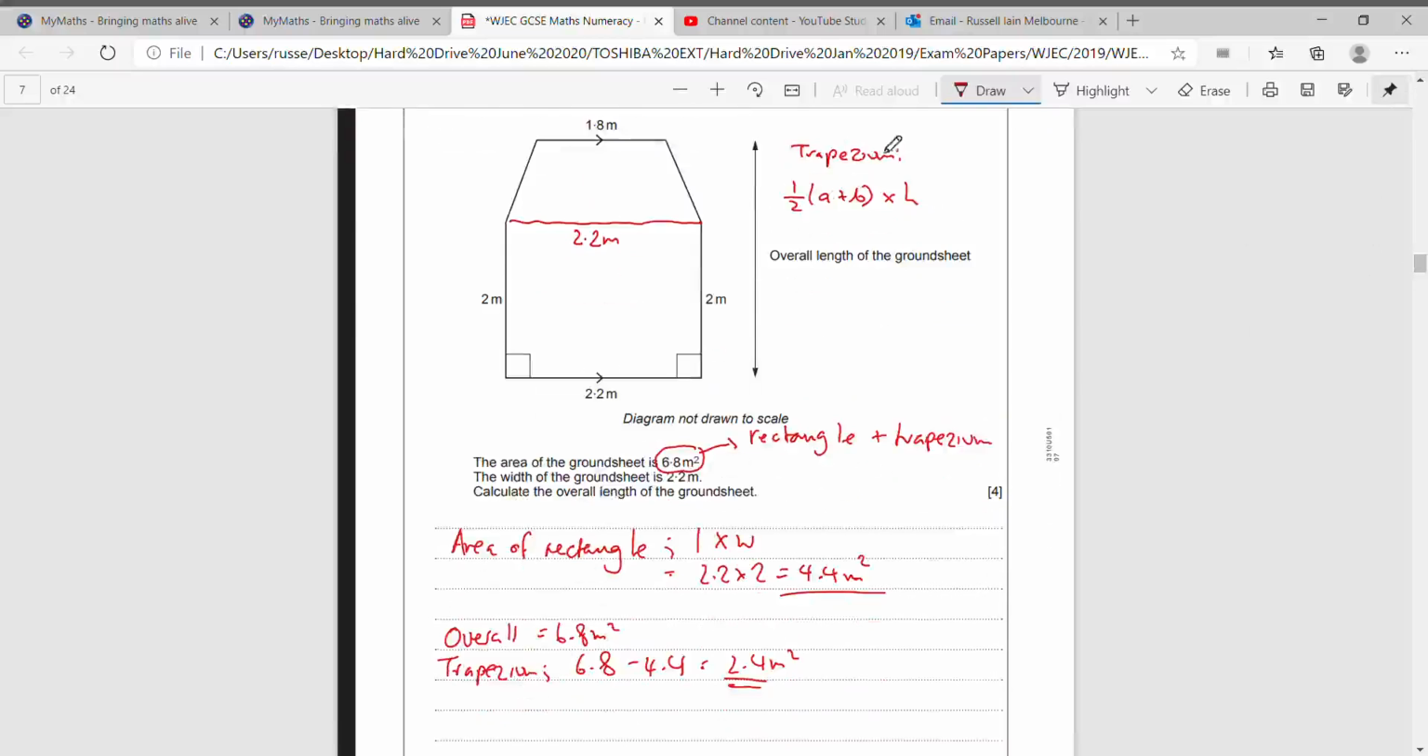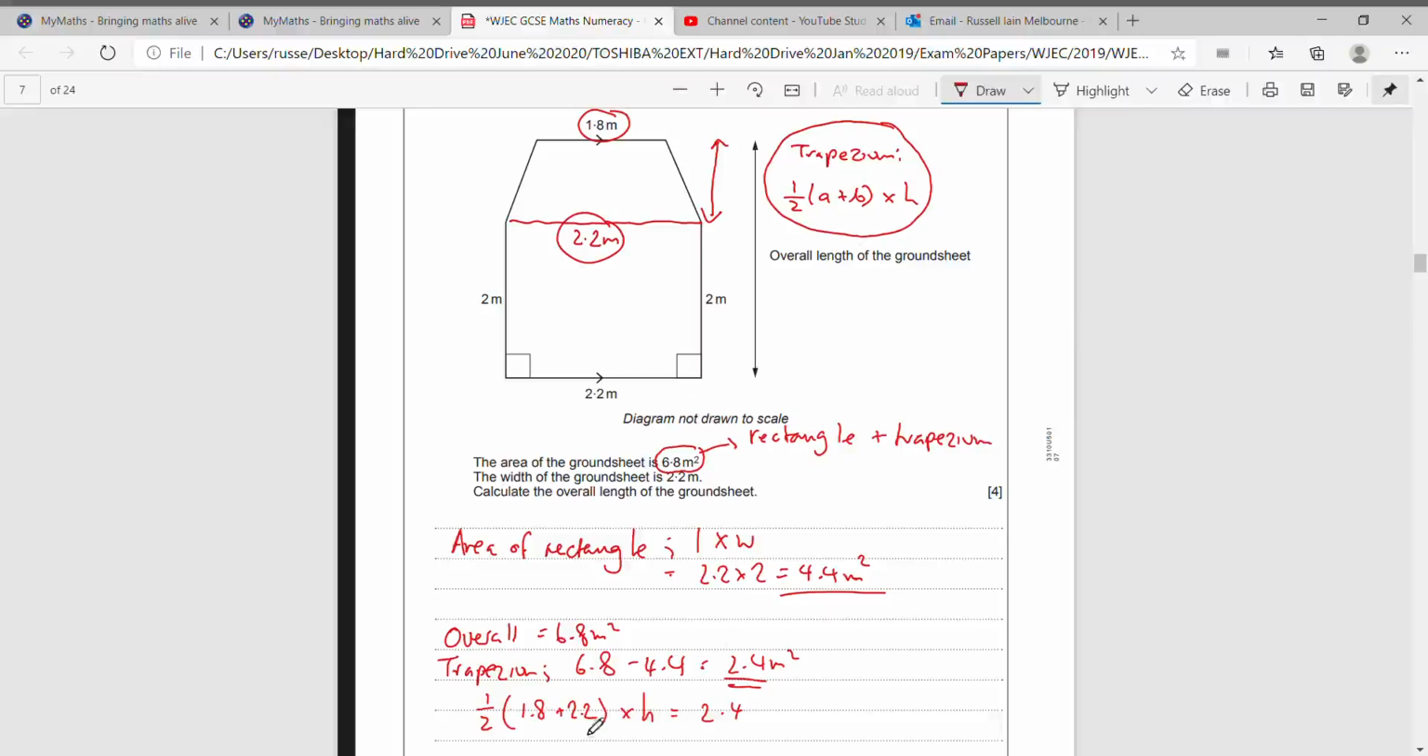The formula of a trapezium is a half. The A and the B are referring to these parallel sides. So they're referring to the 1.8 and the 2.2. So 1.8 plus 2.2 times by the height of the trapezium will be 2.4. Now what's going to happen here is I'm going to find out the height of this trapezium, and then I'm going to have the height of the trapezium, which is this bit, and I'm going to be able to add that onto my 2 to find the overall length of the ground sheet.